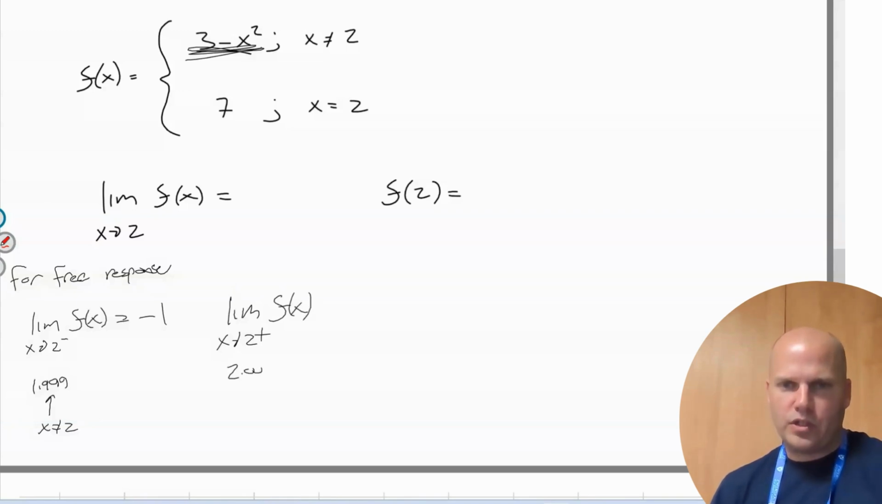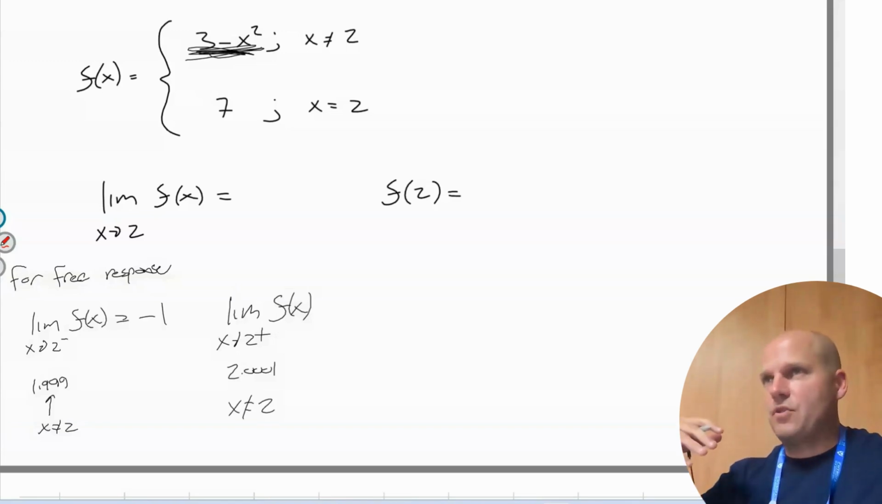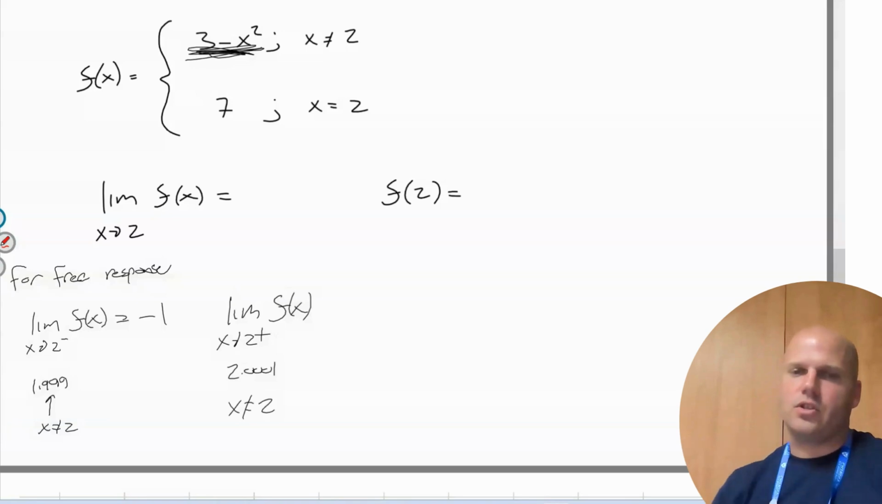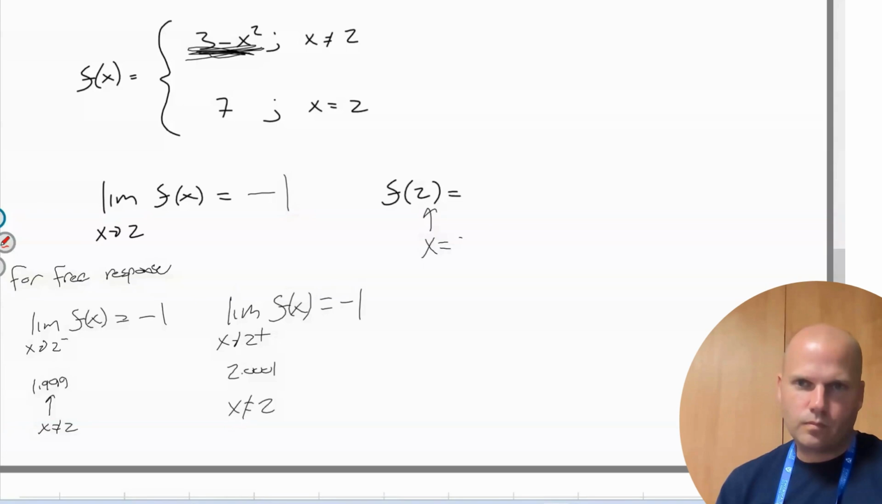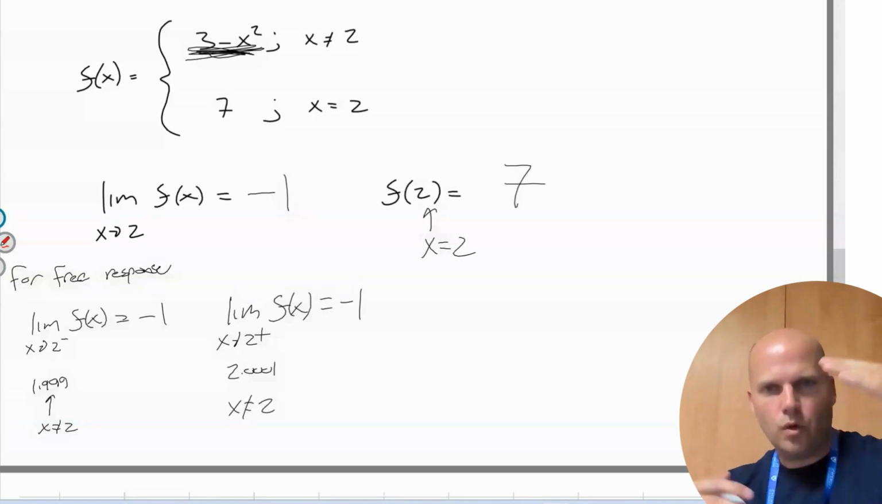I'm plugging in 2.001. That does not equal 2. Therefore, I would use this piece. Plugging in 2.001 will give you something infinitely close to what you would get if you plug 2 in here. So I get negative 1 as well. Since the left-hand limit and the right-hand limit equal negative 1, the limit is negative 1. However, at 2, I get 7. Okay? This is like a hole with a point.